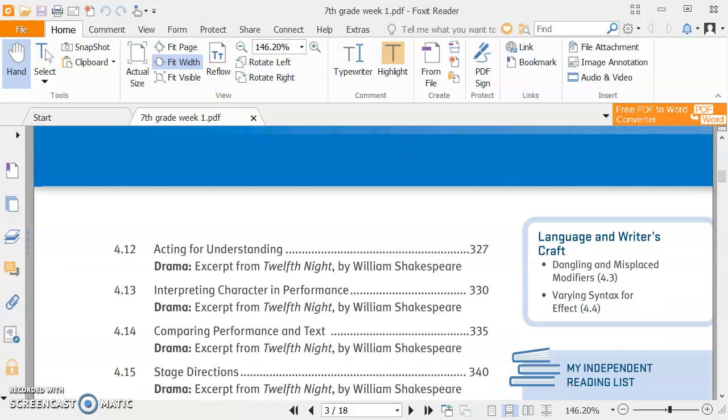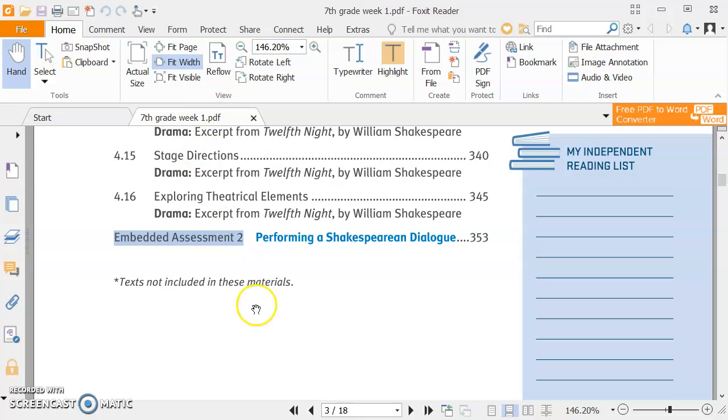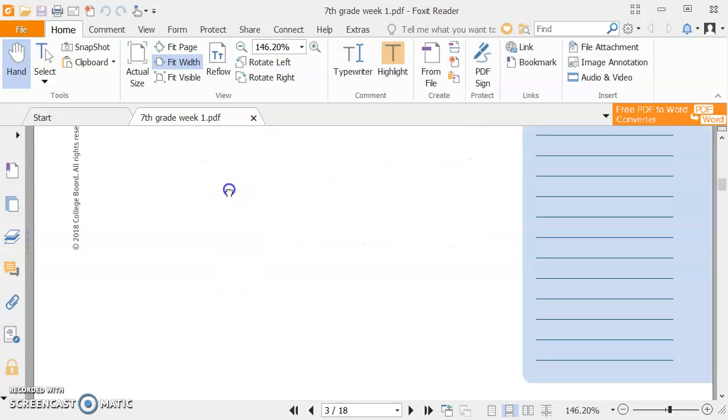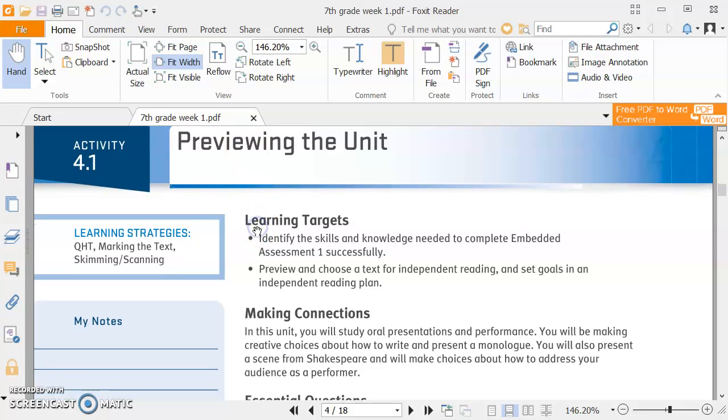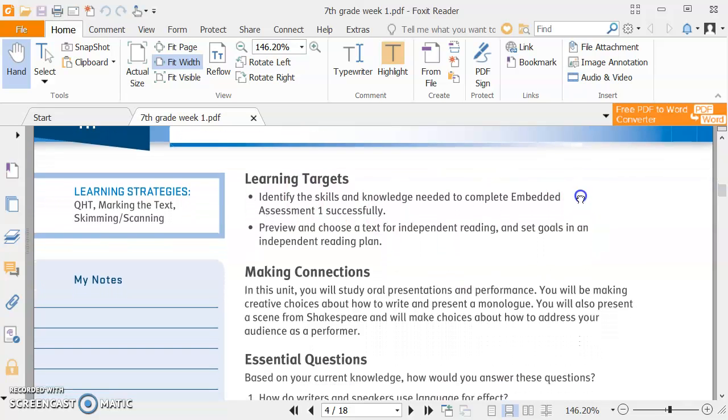Those are your vocabulary words that you're going to be learning throughout this unit and that you will need to know by the time you complete the unit. So, Activity 4.1 is previewing the unit. The strategies that it wants you to use are QHT, marking the text, and skimming and scanning. The learning targets for this activity are to identify the skills and knowledge needed to complete Embedded Assessment 1 successfully, and preview and choose a text for independent reading and set goals in an independent reading plan.